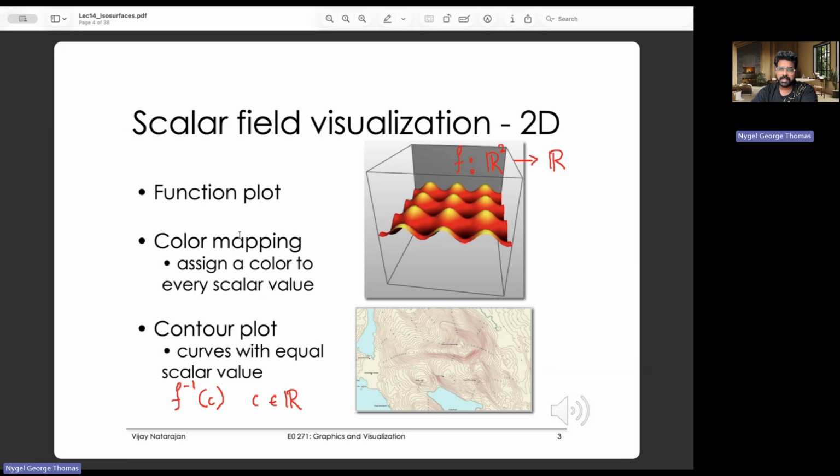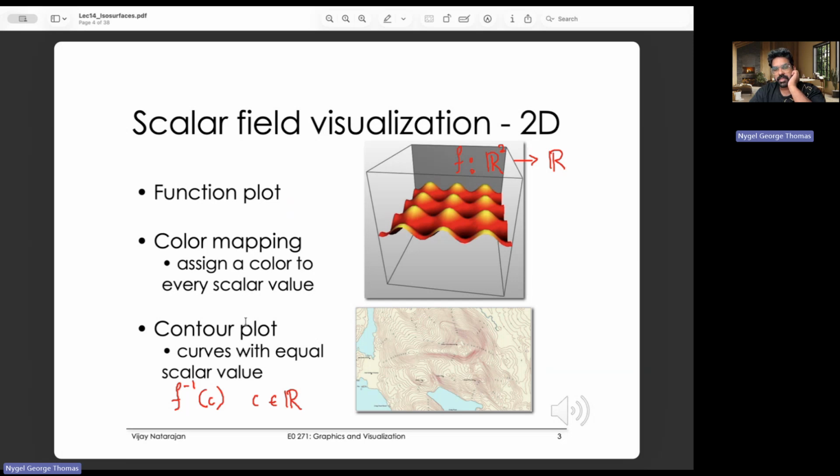Two axes will be used for the domain, and the third will be for the plot value. Another way of representing a scalar field is by assigning colors to different scalar values. Here you can use some kind of color grade. For lower values, you give a particular color, and for higher values, you give another color. That is one way of representing it.